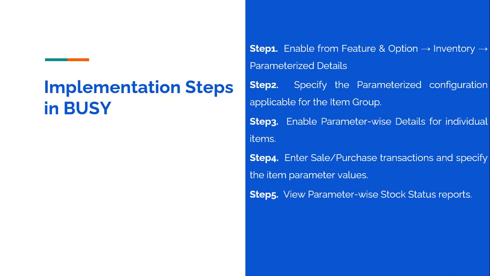Step 3 is to enable parameters at the individual item level. In some cases, an industry that deals with different items requires that this item should be treated with parameters and that item should not. In that case, we can select the particular item that needs parameters and enable the option in the item master. Next, after enabling the features, we can use this parameter option in sales and purchase entries.